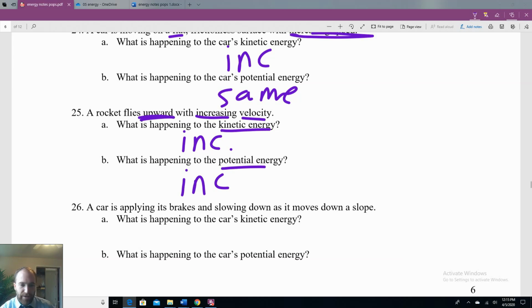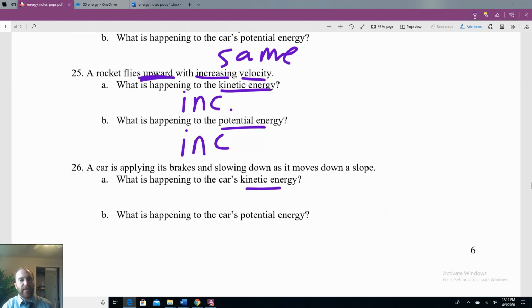26. The car is applying its brakes and slowing down as it moves down a slope. A lot going on here. Okay, so for kinetic energy, if there's a lot going on, I keep it this simple. Kinetic energy is how fast it's moving, or related to how fast it's moving. So, if it's slowing down, the kinetic energy is decreasing. Again, just because it's slowing down, that motion energy is getting lost. What's happening to the potential energy? All right, well, if we're going down a slope, then we're losing height, and so the potential energy is decreasing as well. So for all of those types of problems, for kinetic, just look at the speed or velocity. For potential, look at the height and figure it out from there.